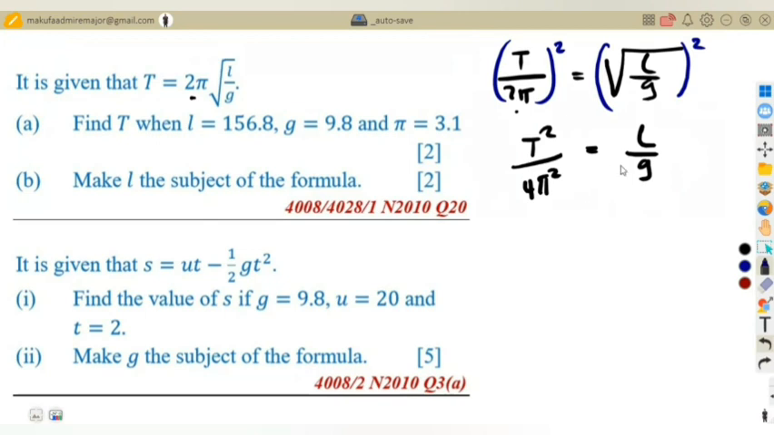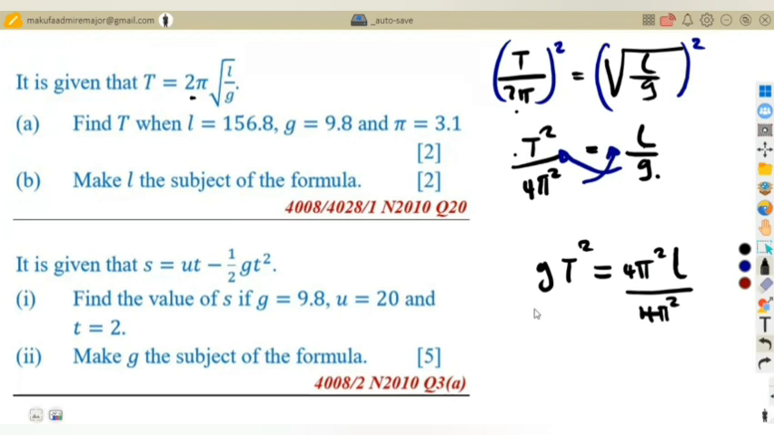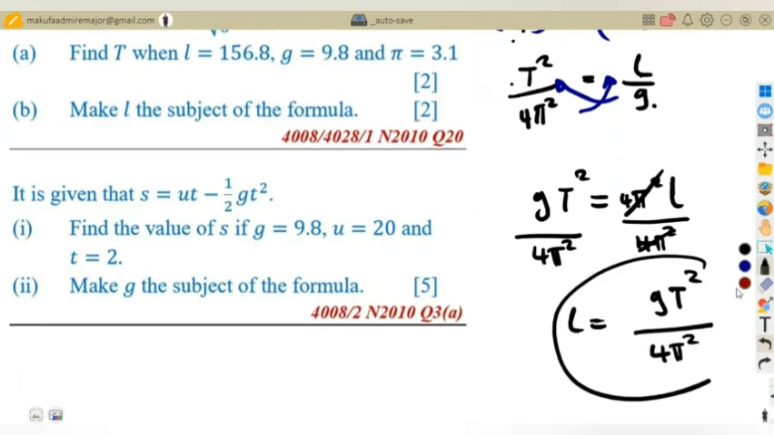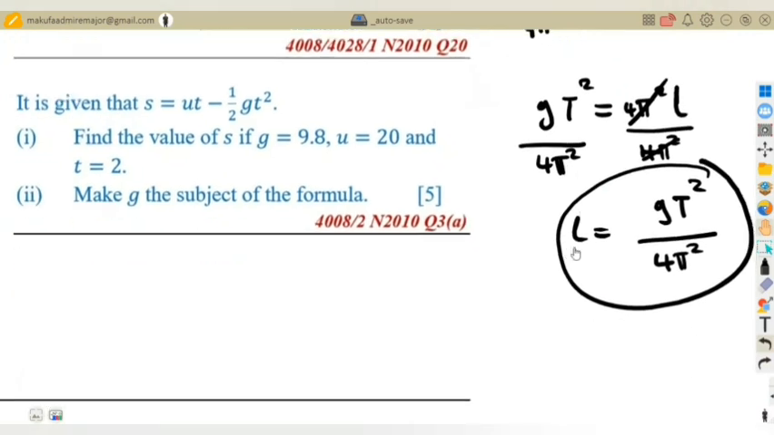This time, let us do it by cross multiplying. Like I said, we can also obtain this by cross multiplying. So it's G times T squared, which is going to be GT squared, is equal to L times this, which is going to be 4 pi squared L. Since we want L, we are going to divide by 4 pi squared both sides. So meaning to say our L is going to be given as this formula, GT squared over 4 pi squared, just like the previous part where we calculated the value of D.